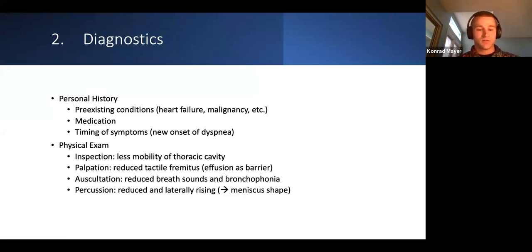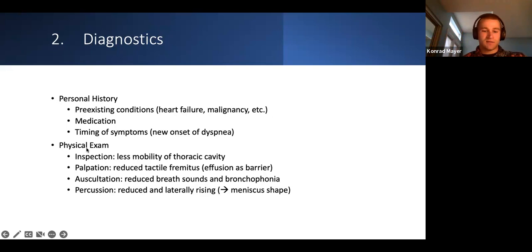A pleural effusion is fluid within the pleural cavity that is around the lungs. Whenever there's something in this pleural cavity, it creates a barrier, and vibrations and breath sounds, everything that is created in the lungs, cannot go through the pleural effusion and be heard by us. So the pleural effusion basically blocks everything.